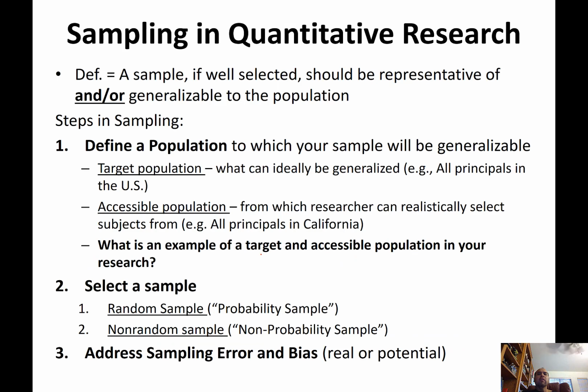Okay. So in quantitative research sampling and in qualitative research, there are some nuanced differences. Let's talk about quantitative research first. A sample is well selected. It's representative of a generalizable population, something that you can generalize to. This term, generalizable, is important, because on the qualitative side, we don't use the word generalizability in the same way. Okay, so the steps in sampling in quantitative: first, you define a population, something that you can generalize to.